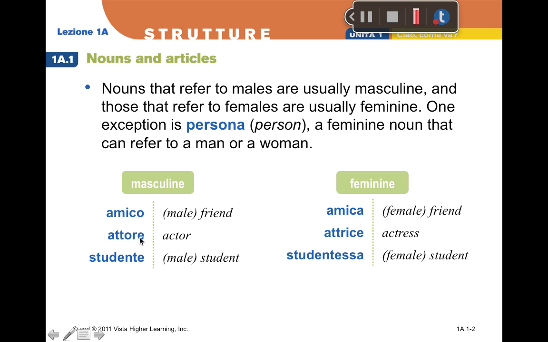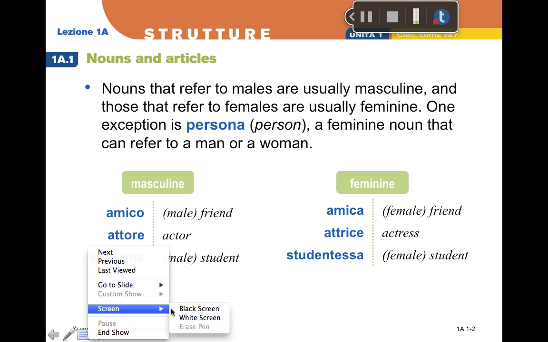So for example, attore, actor. All the words that end in tore in the masculine would be trice in the feminine, attrice, like actor, actress. Other words like studente have a different form, studentessa, so they add essa, like professore, professoressa. So these are the first words that you will encounter.